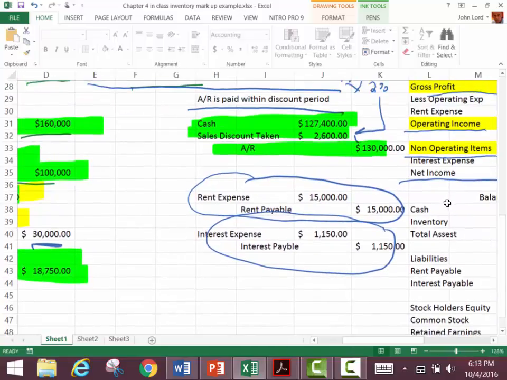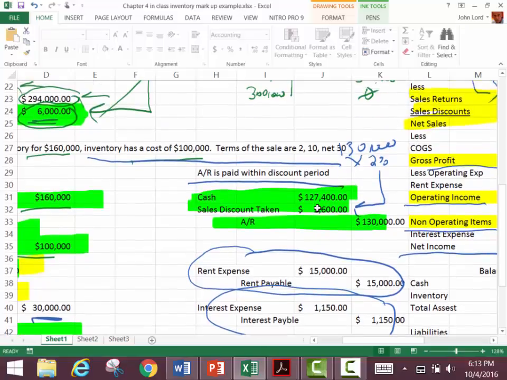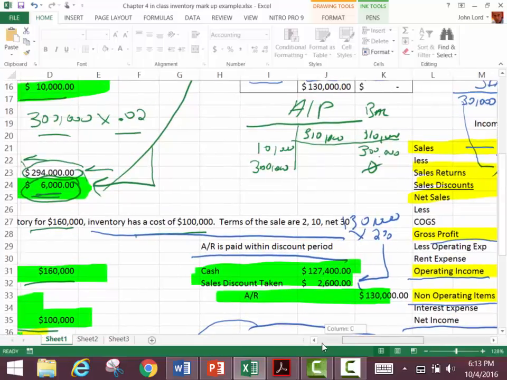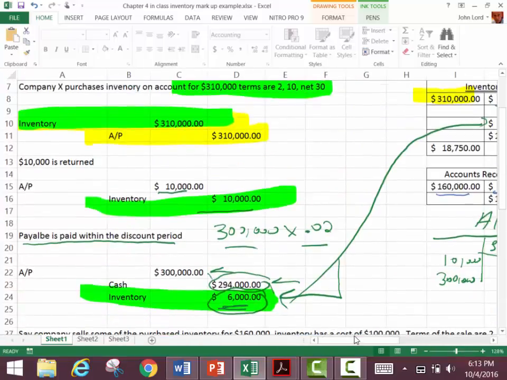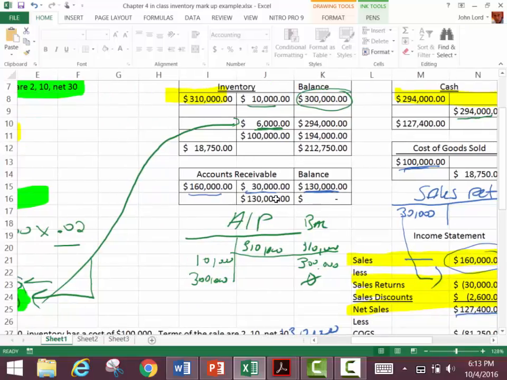So when he pays me within the discount period, he gets a 2% discount. He owed me 130,000. 2% of that 130,000 is 2,600. So I'm going to debit my sales discounts taken, and I'm going to debit the cash for the difference. I credit the accounts receivable for the full 130,000 because I'm not expecting any more money from this guy once he pays me.